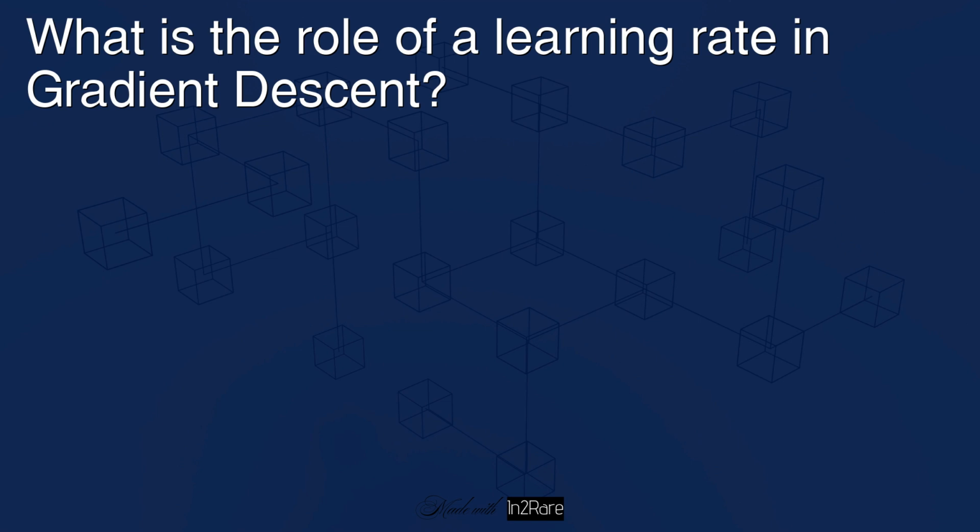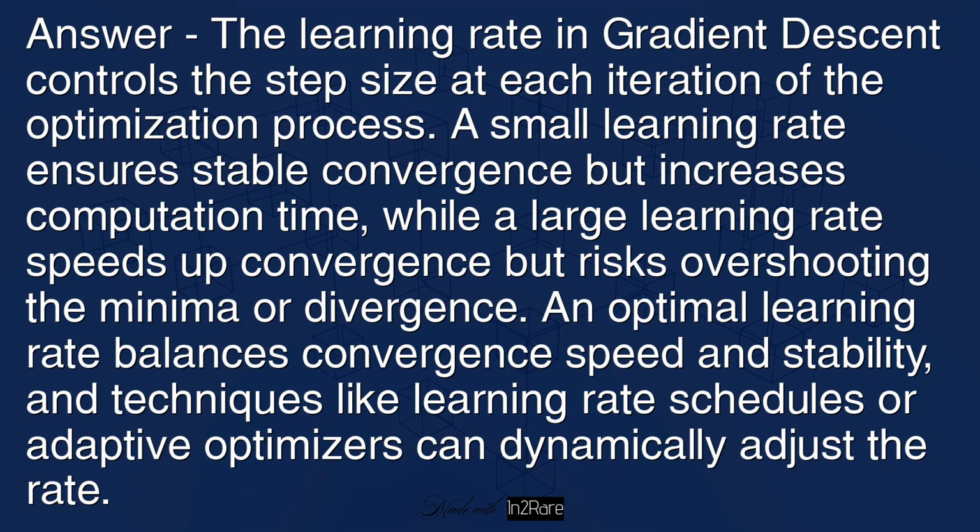What is the role of a learning rate and gradient descent? Answer: the learning rate and gradient descent control the step size at each iteration of the optimization process. A small learning rate ensures stable convergence but increases computation time, while a large learning rate speeds up convergence but risks overshooting the minima or divergence. An optimal learning rate balances convergence speed and stability, and techniques like learning rate schedules or adaptive optimizers can dynamically adjust the rate.